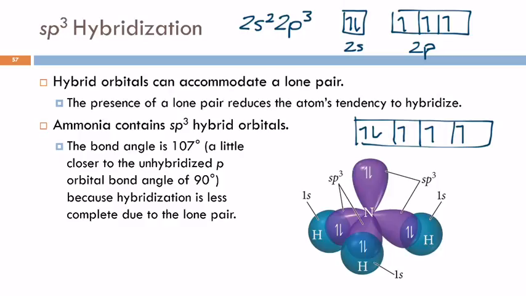So valence bond theory and VSEPR theory both have an explanation for why we have this decreased angle with the hydrogens, but the explanations are different. VSEPR theory says the lone pair is more repulsive, or it takes up more space. This says that the hybridization is less complete. Any other questions?